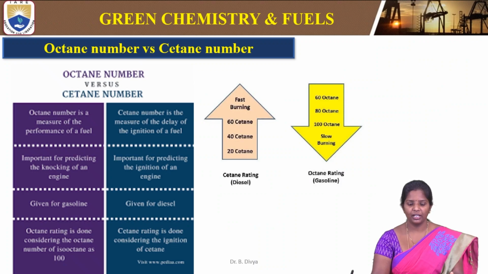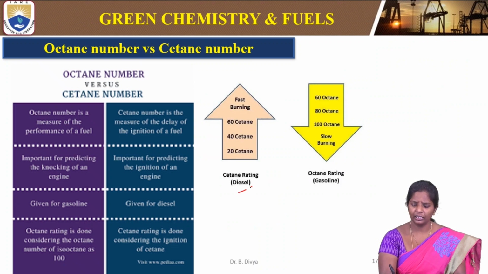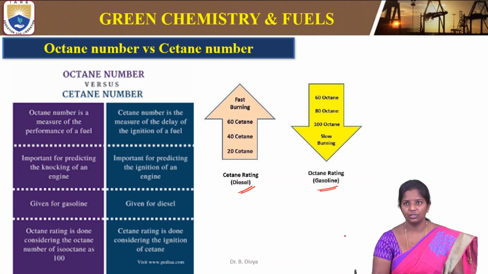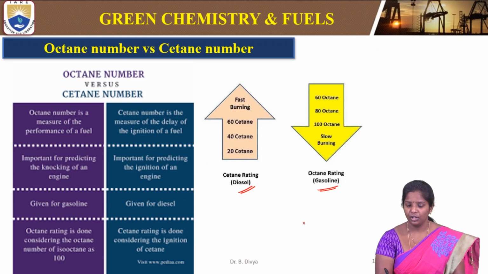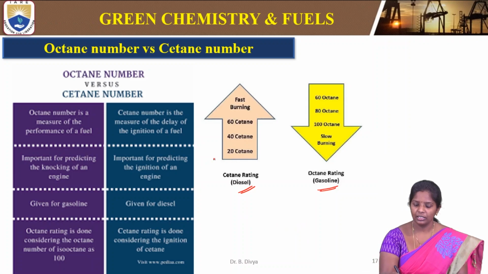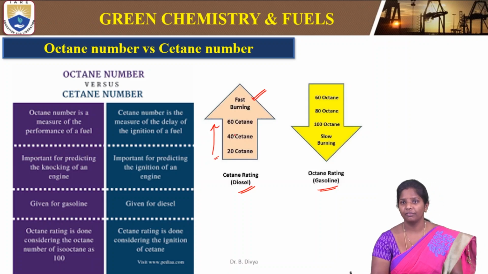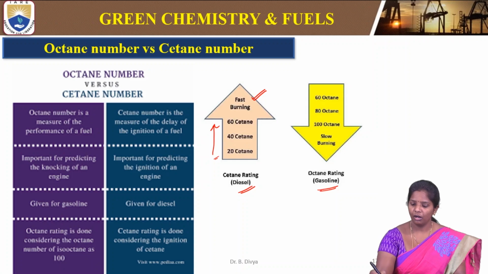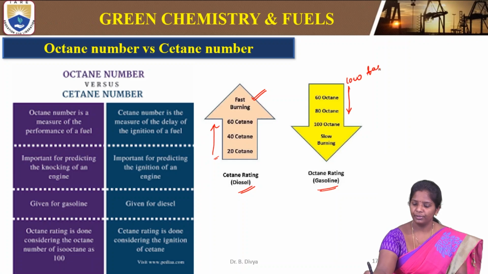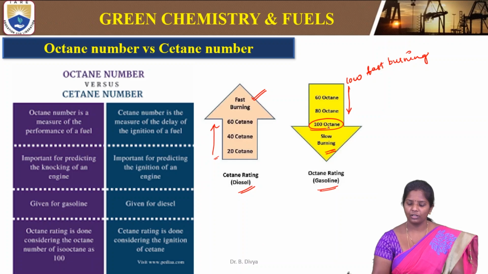If you see the comparison, the cetane number is used in diesel and the octane number or octane rating is used in gasoline or petrol. The higher the cetane number, the faster will be the burning. Lower octane number means fast burning. Slow burning will happen when it is a high octane number.